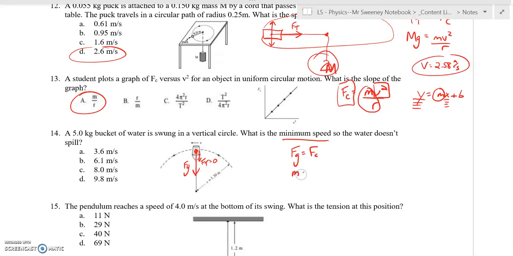So mass times 9.8 equals mv squared over r. So this 5 kilogram bucket, we didn't even need to know that. You just put any mass. Doesn't matter. Solve for v. Square root of gr. Do that, you got 3.6 meters per second.